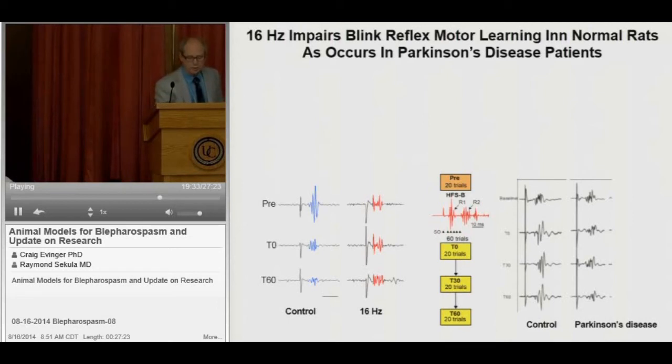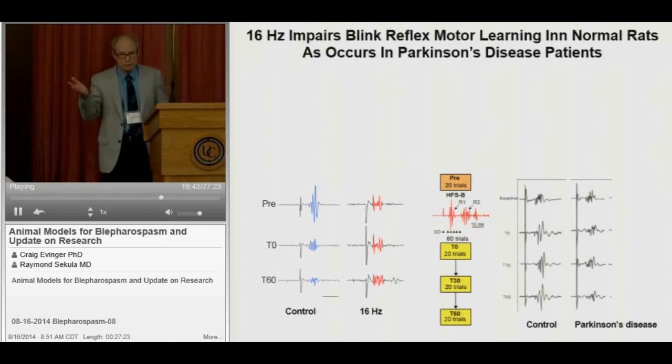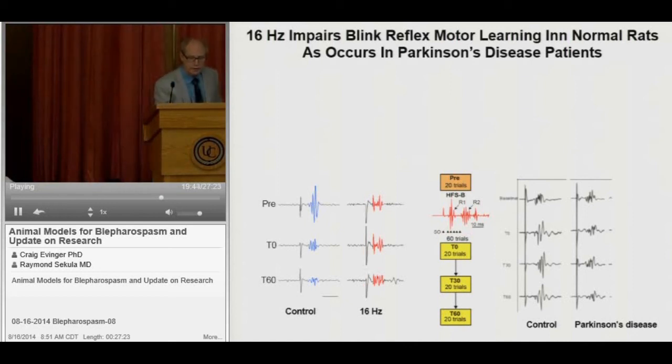So here's a normal subject. Now, this is the EMG activity of the lid closing muscle. This is the one that Dr. Hallett showed you. All right? And so this is the baseline. That's before anything happens. Then after you do this high-frequency stimulation, if you look immediately after 30 minutes or 60 minutes, you can see that this blink is larger, right?